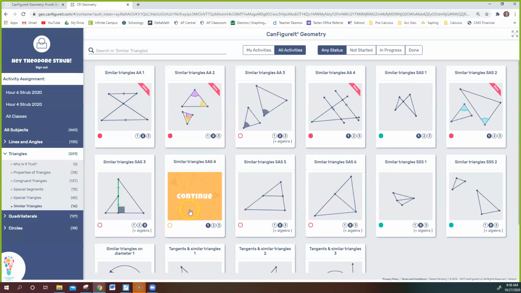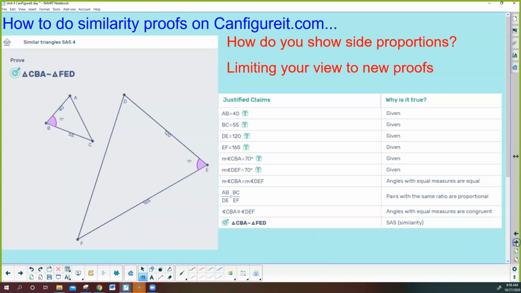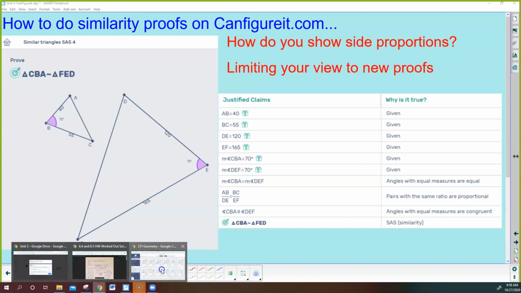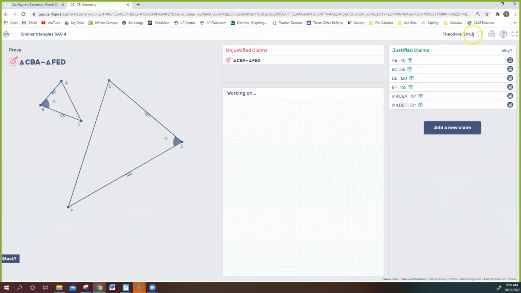So I'm going to pick one that was not assigned yet. And I believe, let me just double check so I don't do the wrong one. It was side, angle, side 4. You were not assigned this one, but I want to show you how it works. So side, angle, side, similarity 4. All right. Now, notice this one's a little bit different, so you won't have to do as much as I'm doing, but I want to show you one thing in particular.